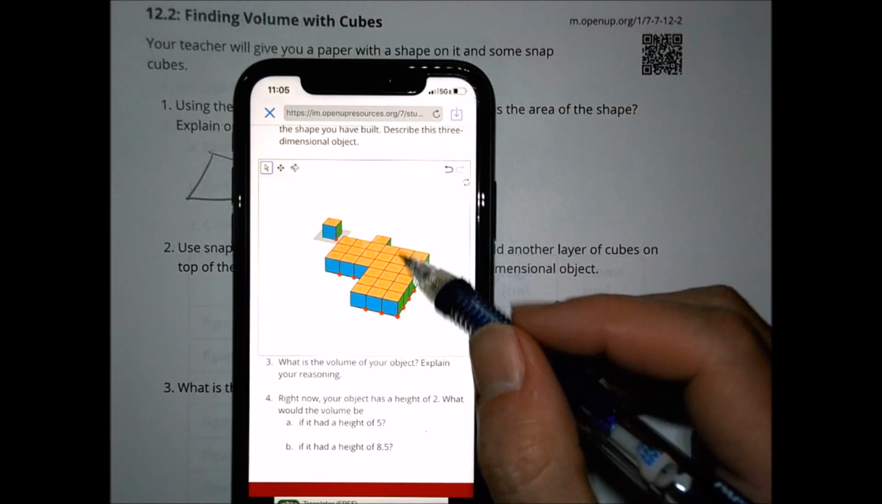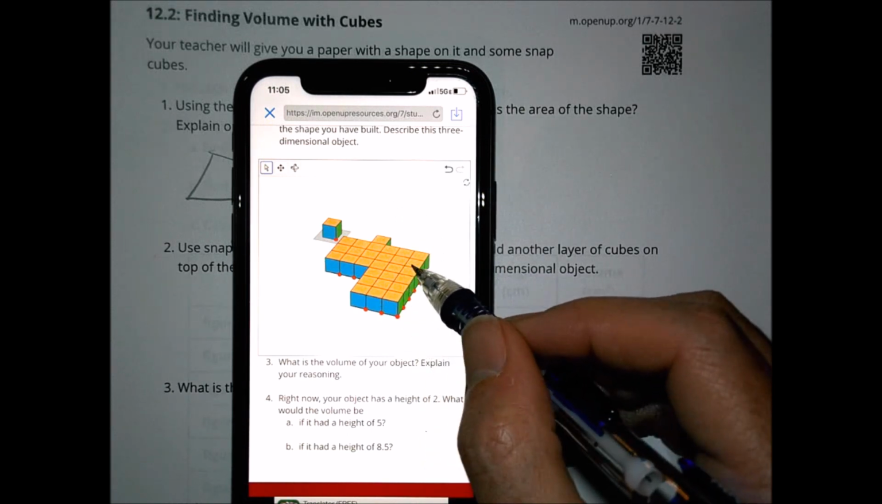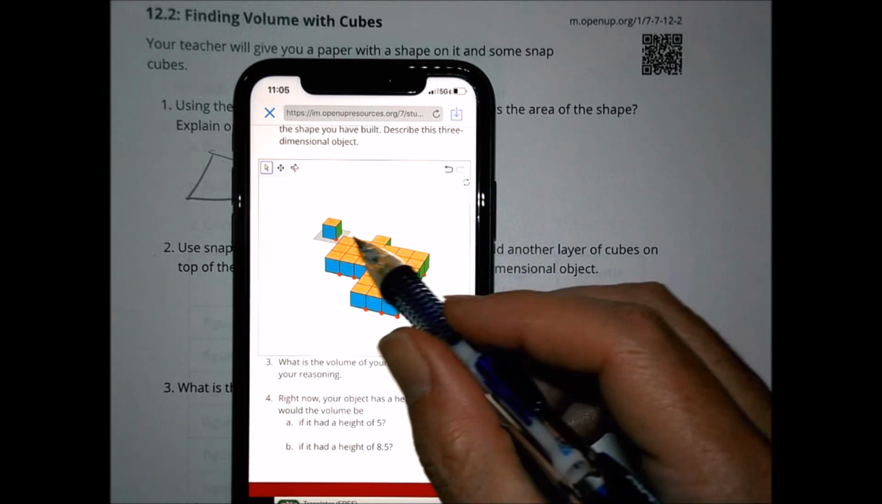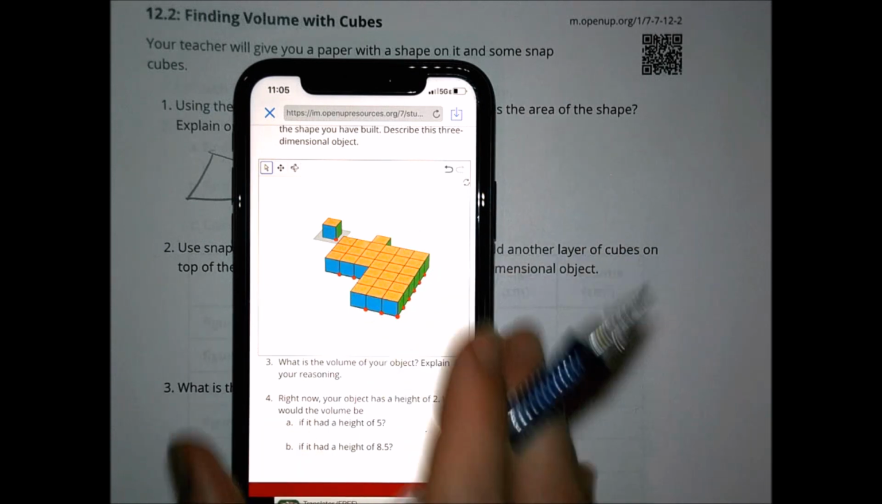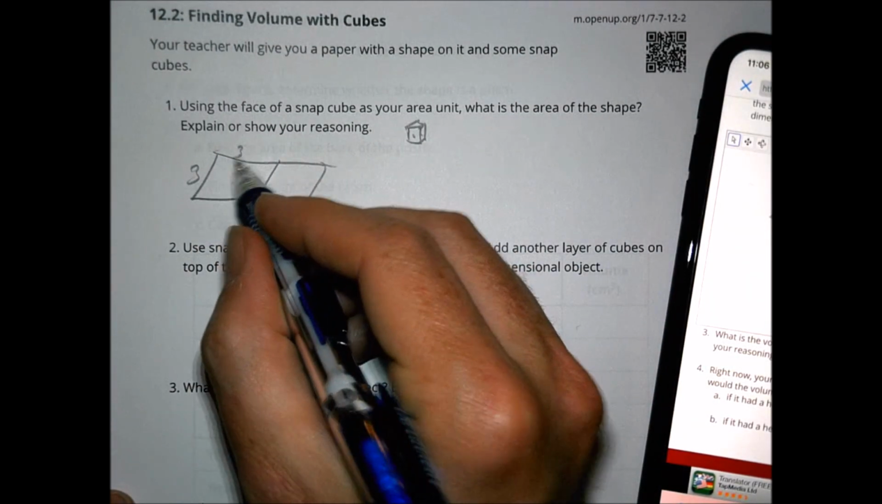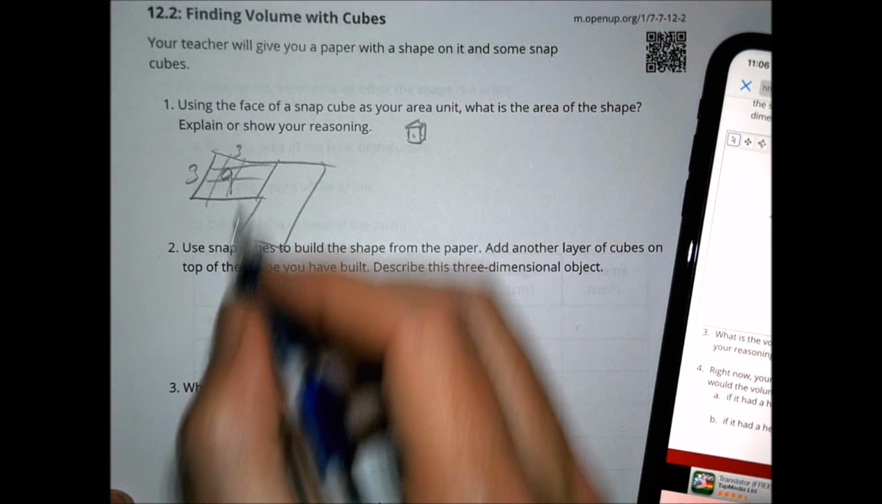So what we see here is that I have 1, 2, 3, and 1, 2, 3, 4, 5, 6 in a little grid right there. So 6 by 3, and here I have a 3 by 3 grid right there. So this becomes a 3 by 3, right? 1, 2, 3, 1, 2, 3. So I have a total of 9 in that section.